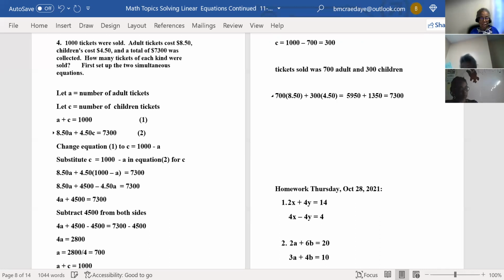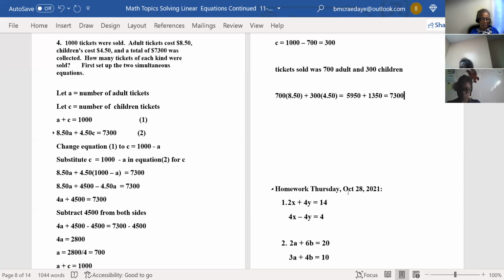So that's how you can check it. The number of adult tickets times the price of one adult ticket plus the number of children tickets times the price of the children's ticket. So you add those up, you should get the total that they collected, 7,300. So we know it's correct. At least I get one right. All right. Very good.